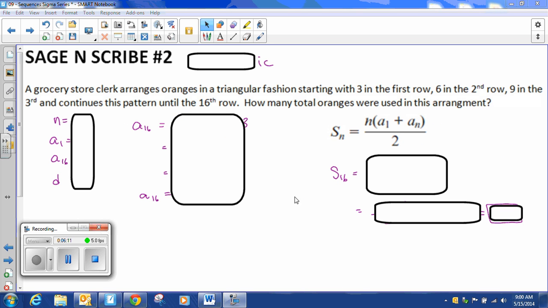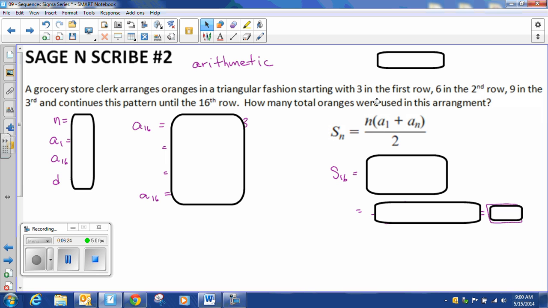Last one. A grocery store clerk arranges oranges in a triangular fashion, starting with 3 in the first row, 6 in the second row, 9 in the third, and continues this pattern until the 16th row. How many total oranges were used in this arrangement? This is arithmetic, because we're increasing by 3 every time. 16 is the number of rows. The first term is 3. And we're trying to figure out what that 16th term is so we can add them all up in this formula. As you can see, we have everything we need for this except for the nth term.